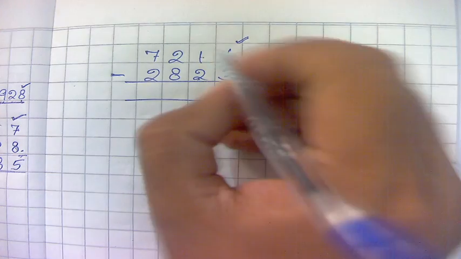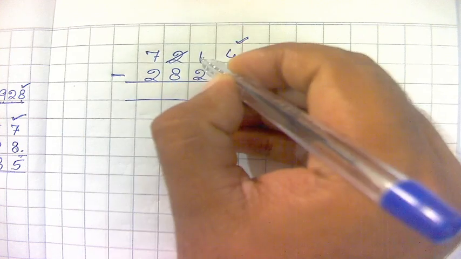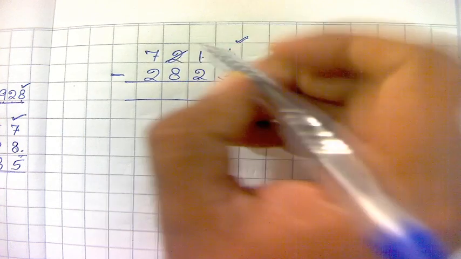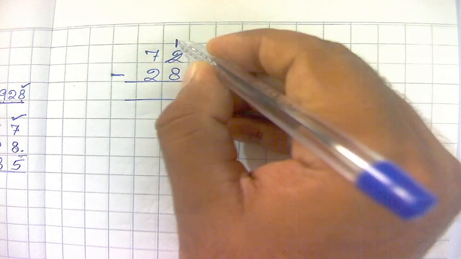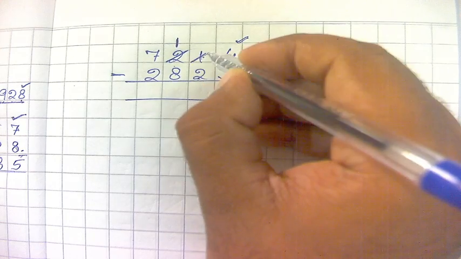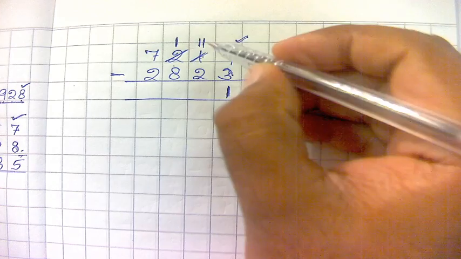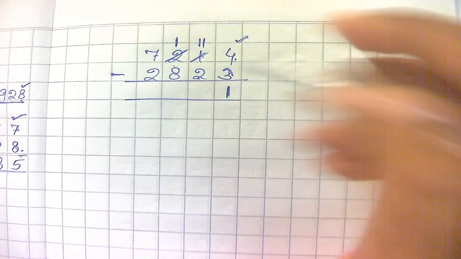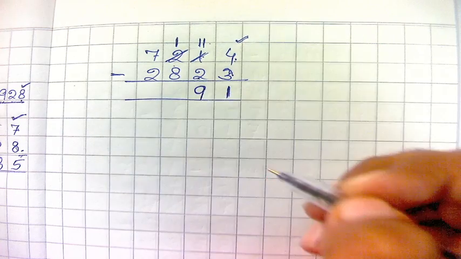So what will we do? We will borrow from the next digit. We will borrow from the digit before 1. And you will be left with 1 here. We borrowed 1 from here, so what is left here? 1. And what about this 1? This becomes 11. So now from 11 you have to subtract 2. If you subtract 2 from 11, you get 9.